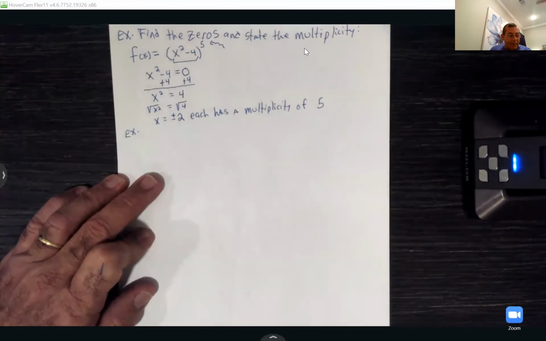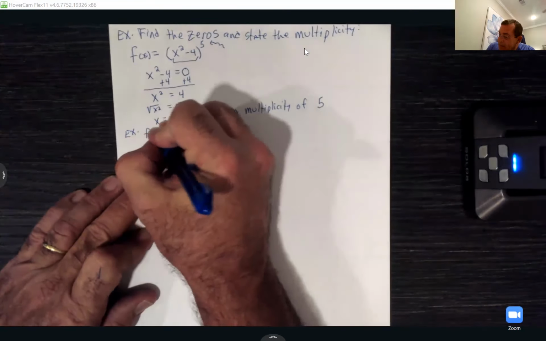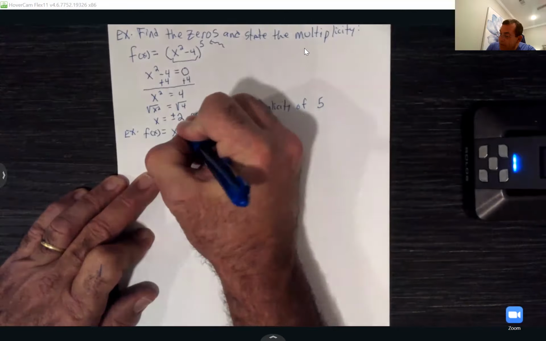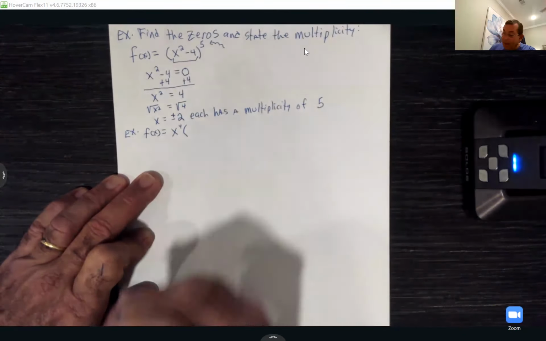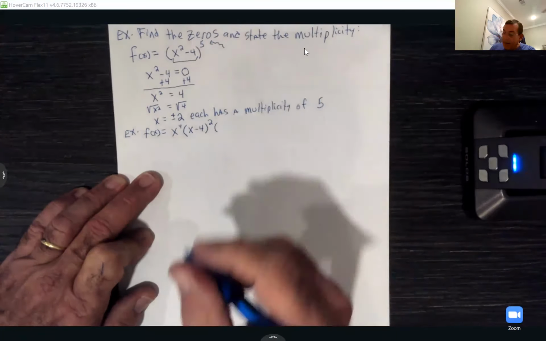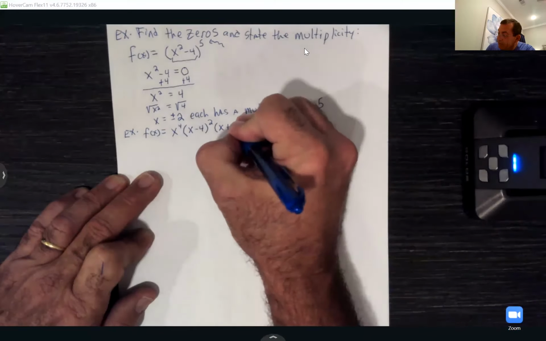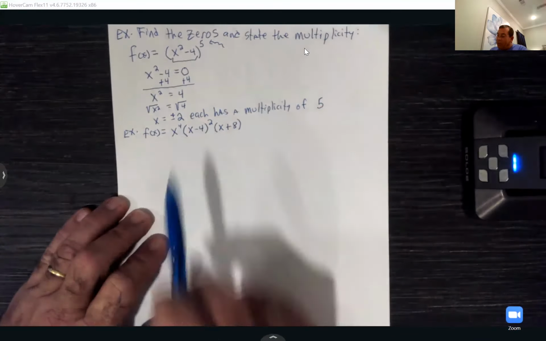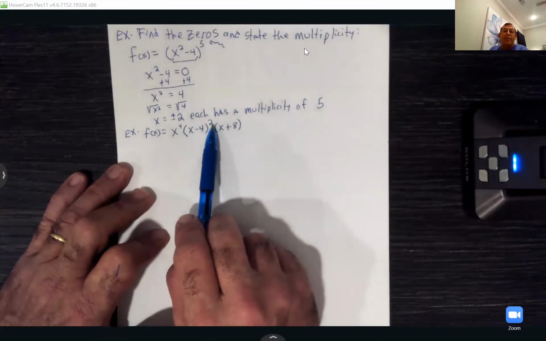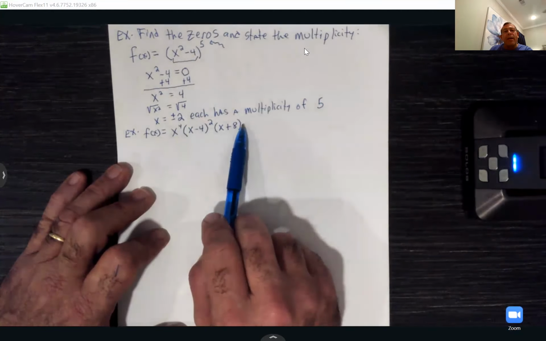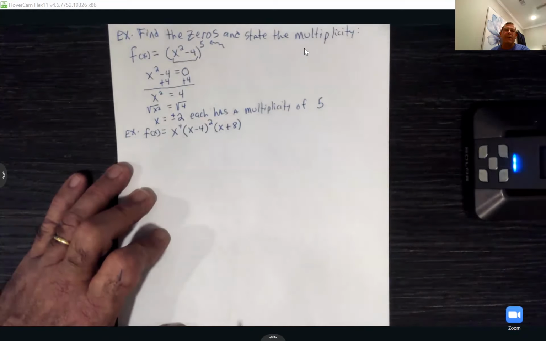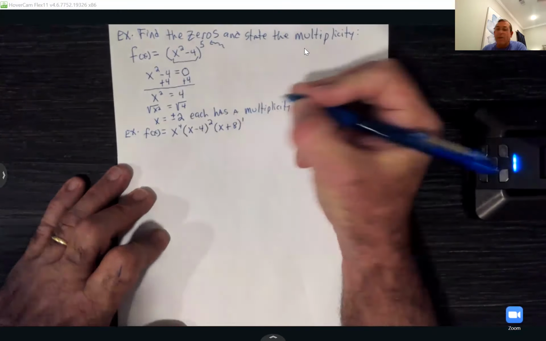All right, y'all, let's try this one. F of x equals x to the 4th times x minus 4 squared times x plus 8. Now, we'll say these exponents like the 4 here, the 2 here, those are my multiplicities. Y'all, there's not an exponent following the x plus 8. So what exponent is it understood to be out there? 1. It is definitely a 1.